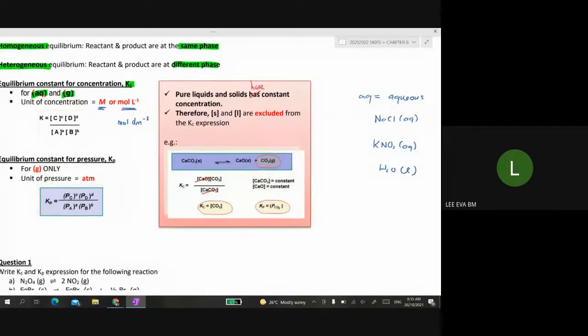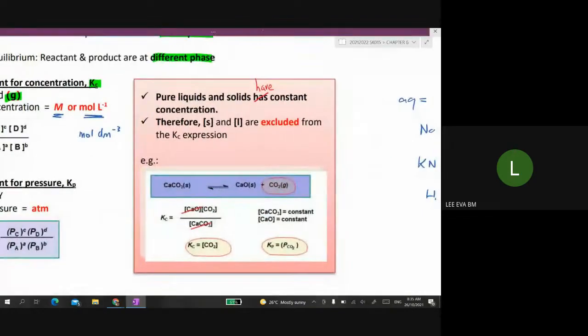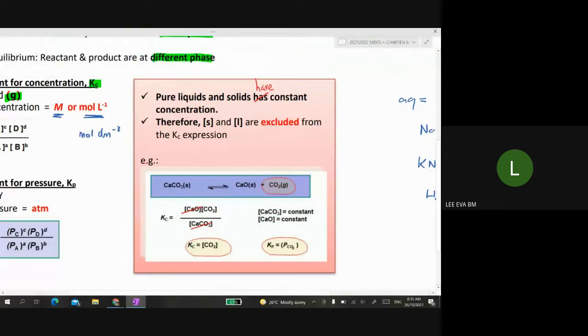Over here, I want you to really take notes. I use a different color highlighter. Pure liquid and solid have constant concentration. What does constant concentration mean? Just now you have already learned constant concentrations, right? It means it does not change, it remains unchanged. Okay, so since pure liquid and pure solid, the concentration is constant.